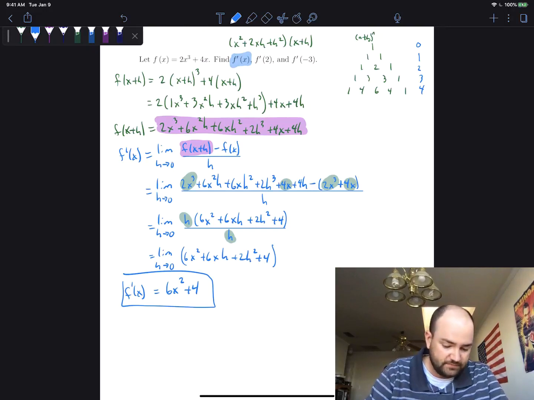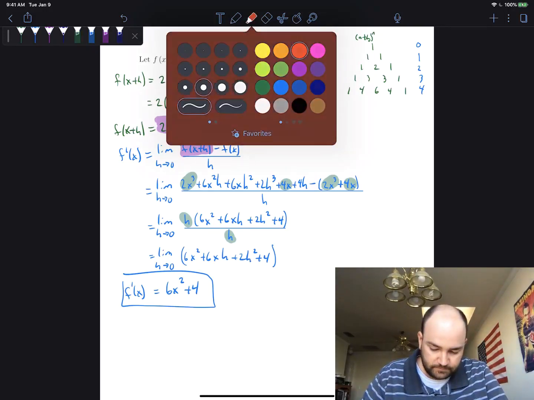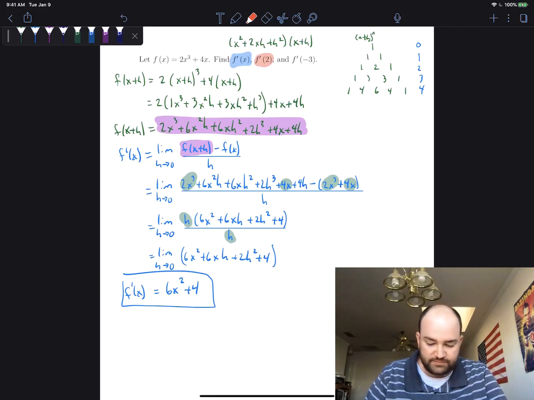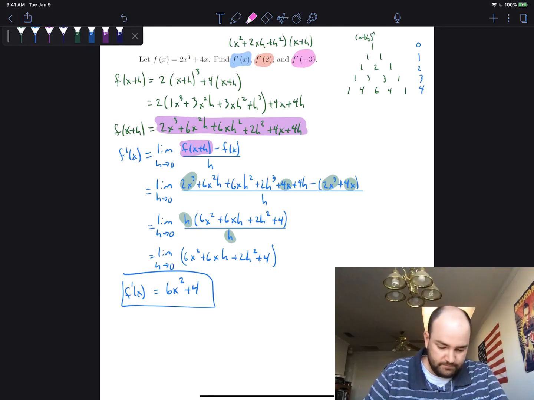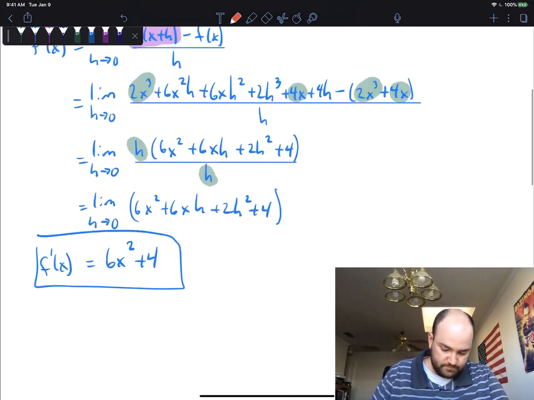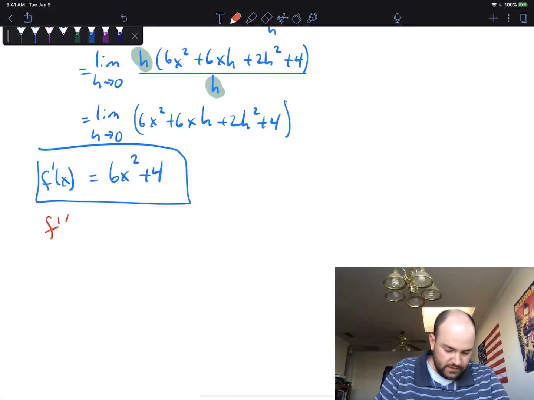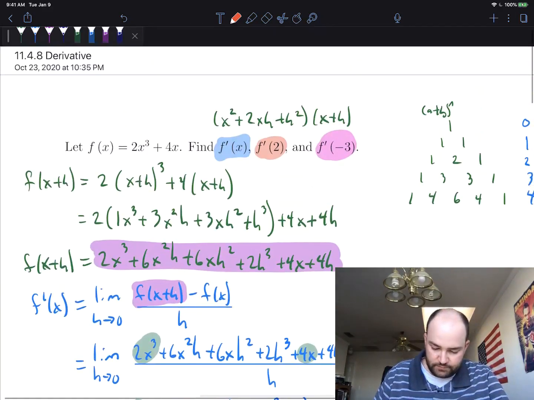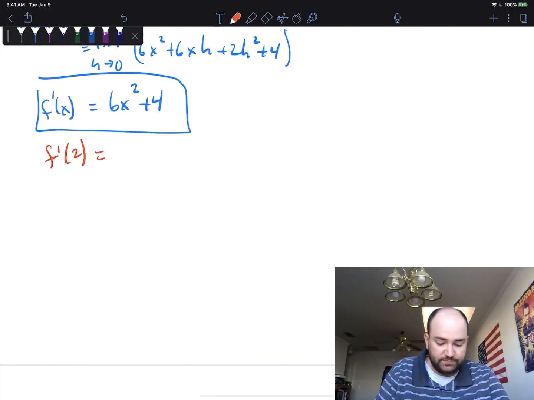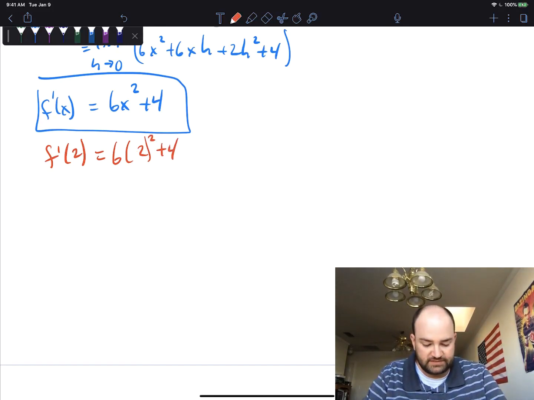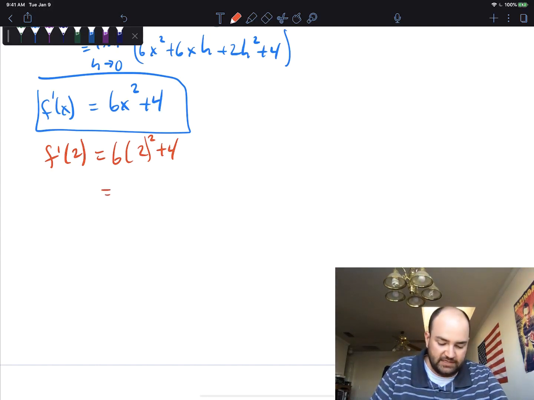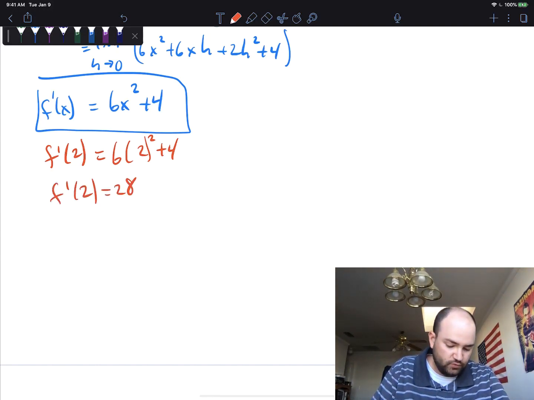Now that we've done that, we can figure out, first of all, f prime of 2, and then f prime of negative 3. So coming down here, f prime of 2, is it 2 or negative 2? Yeah, 2. So f prime of 2 would just be plugging in 2. 2 squared is 4, 4 times 6 is 24, 24 plus 4 is 28. So f prime of 2 is 28.